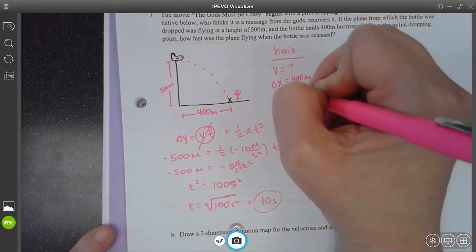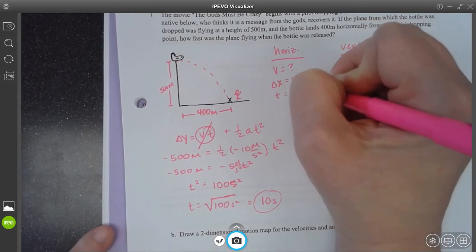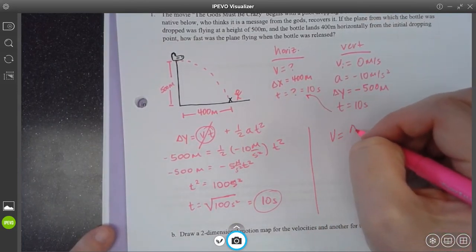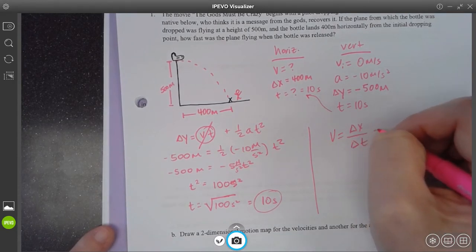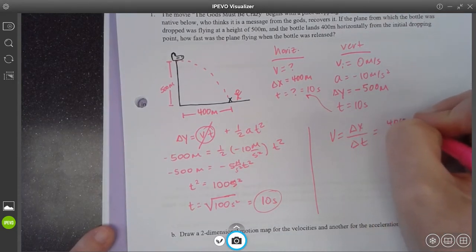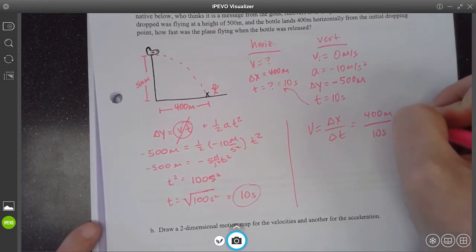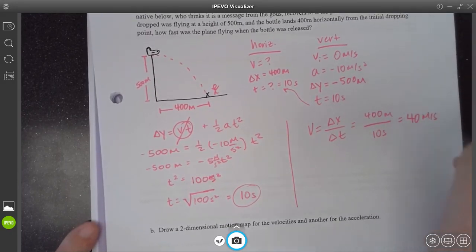We can put that over here. And if we know the time and the distance, we can figure out velocity, because velocity is the change in position divided by the change in time. So our change in position is 400 meters. Our time is 10 seconds. So this is going to be 40 meters per second. You guys have any questions?